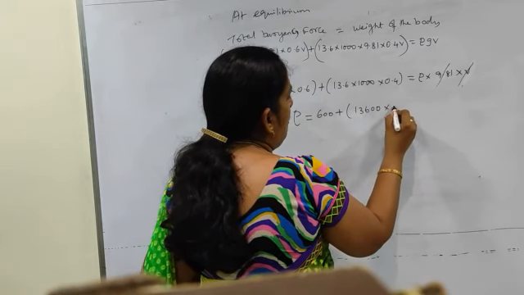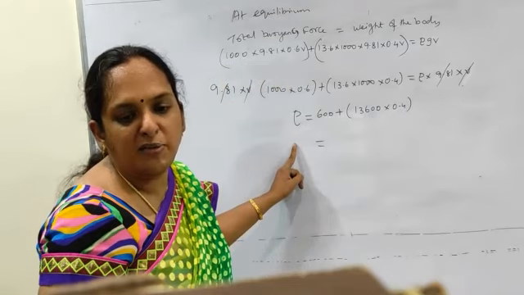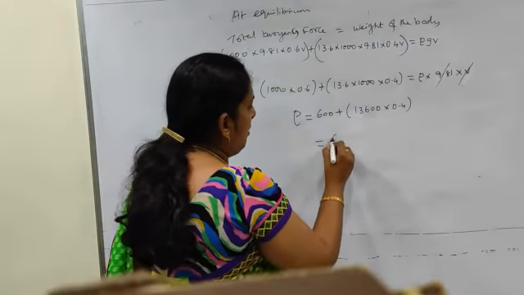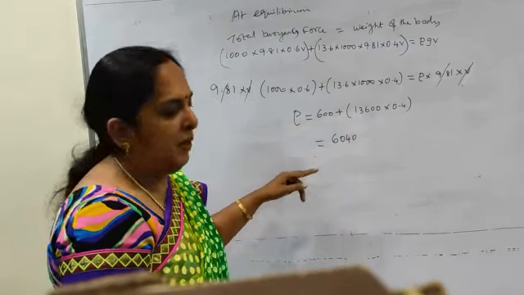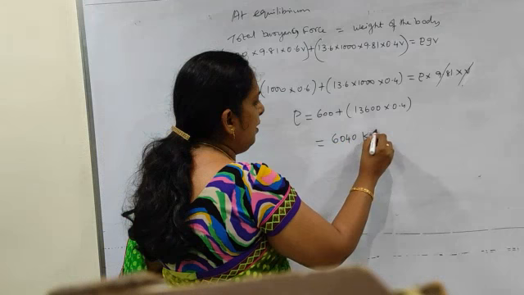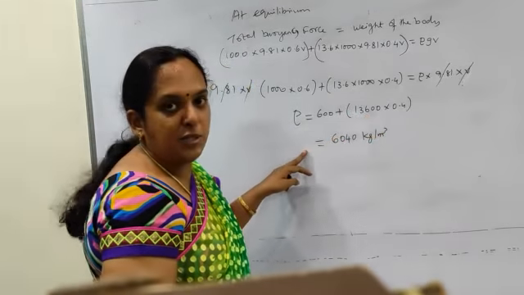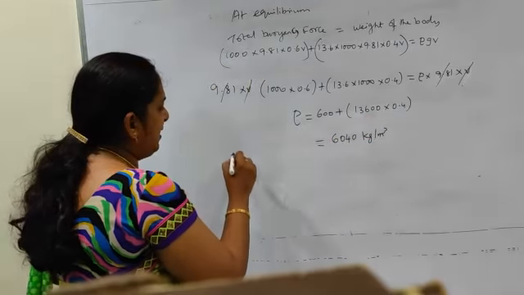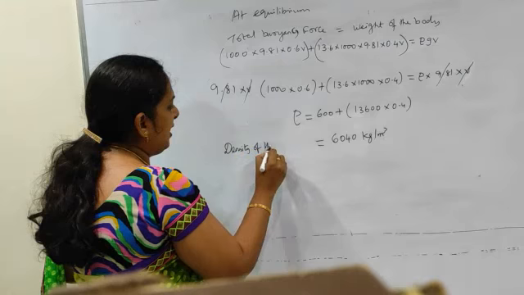13600 into 0.4. So this will be my value of the density of the body. What is the density of the body I am getting? It is 6040 kg per meter cube. So when I solve this, I will be able to get the value of rho. And what is rho? It is the density of the body. So is it clear, guys?